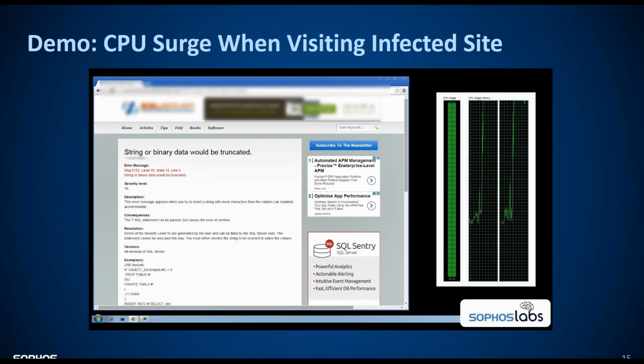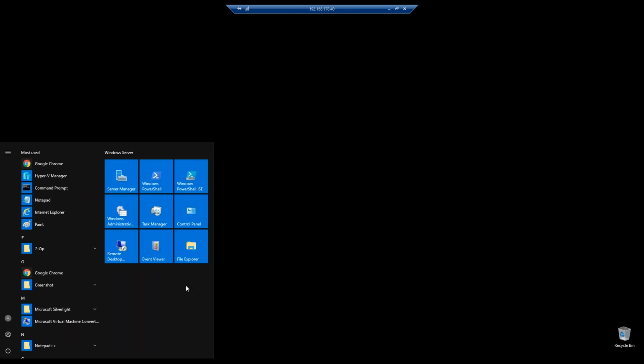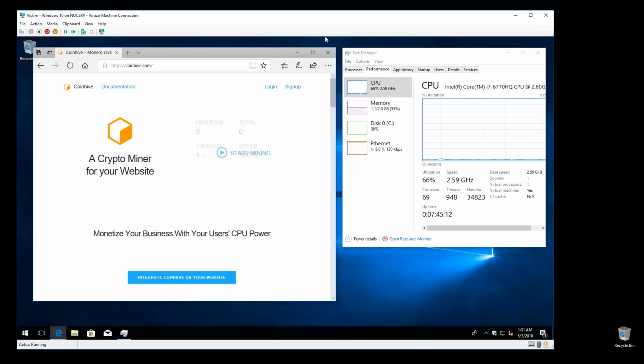I will show you this live on a system, how it works. One system will be unprotected, and one system will be protected by Sophos. So this is my victim Windows 10 machine, and it's patched. We have Windows Defender running on here. As you can see, the CPU is around 5 to 10%, so it's idling around, nothing bad happening.